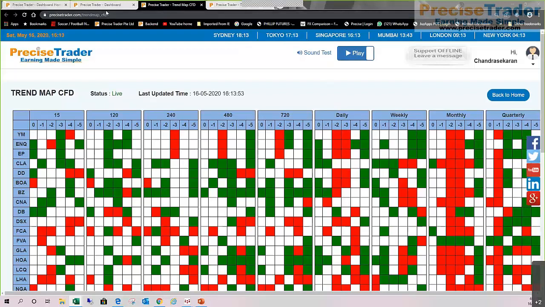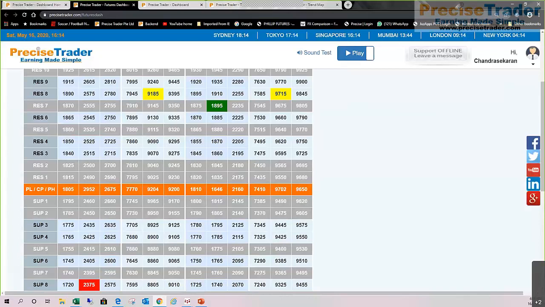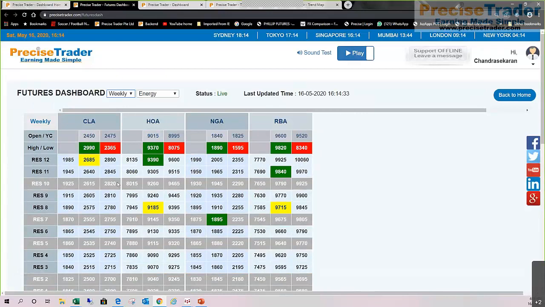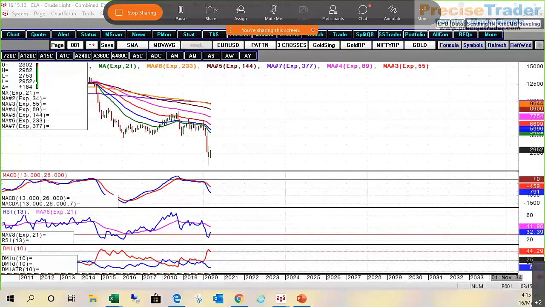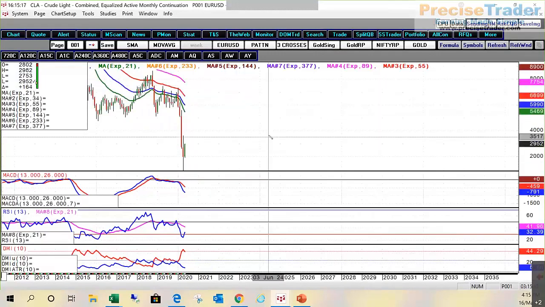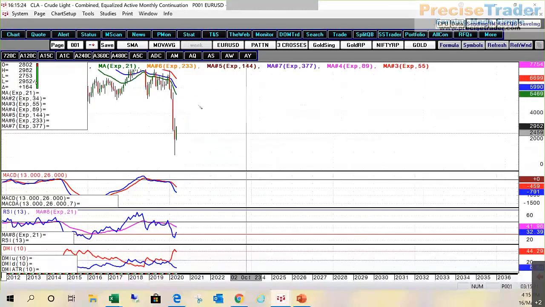Let's see, looking at crude. Right now it closed at 29.50, well above all our levels. I don't have it here, so let me go straight to the chart. The maximum high we can expect is 36. Excuse me, 36. So now it's 29 and a half.